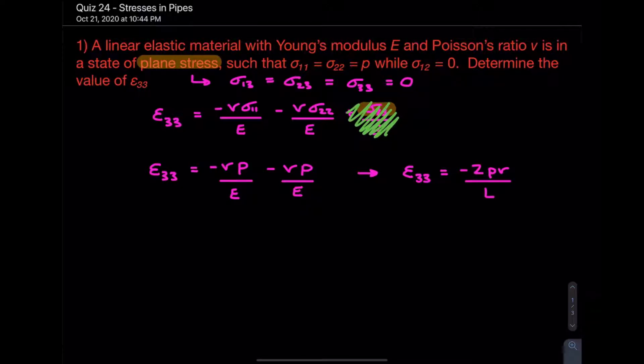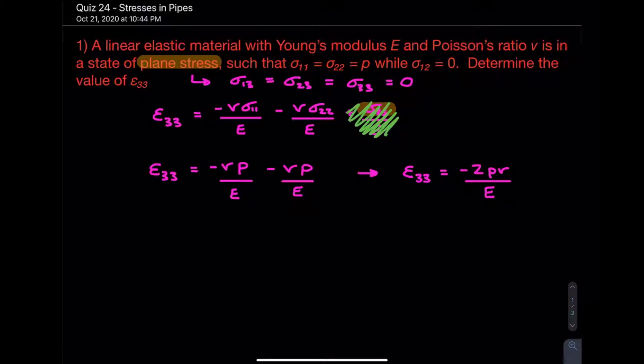So it's a nice, simple, easy question. But if we didn't know that we assumed plane stress, it becomes impossible to solve because we don't have a value of sigma 33. However, once we use plane stress, we know that sigma 33 is simply 0, and we have everything else that we need to solve this question. So that is question number 1, or in your case, question number 4 of this quiz.